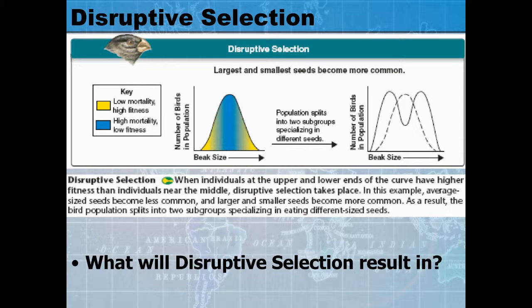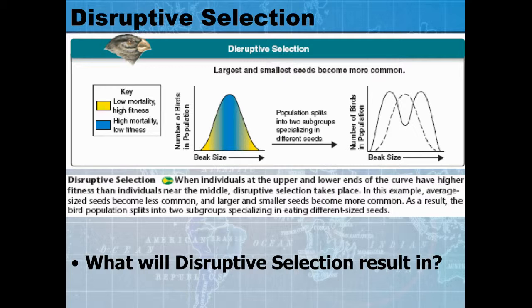The last one's disruptive selection. Going back to our finches, they land on a new island that has multiple food sources. Some of the finches migrate up into the canopy and eat the berries out of the tree, so they're favored to have larger beaks. Other finches stay on the ground and feed off small insects and maybe some leaf cuttings or something like that. So they're favored by having smaller cutting beaks. So now we have a separation in the population. Some are trending towards larger beaks, some are trending towards smaller beaks, because both are fit.